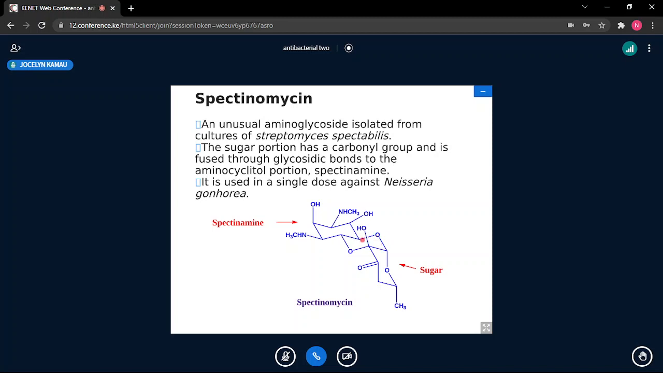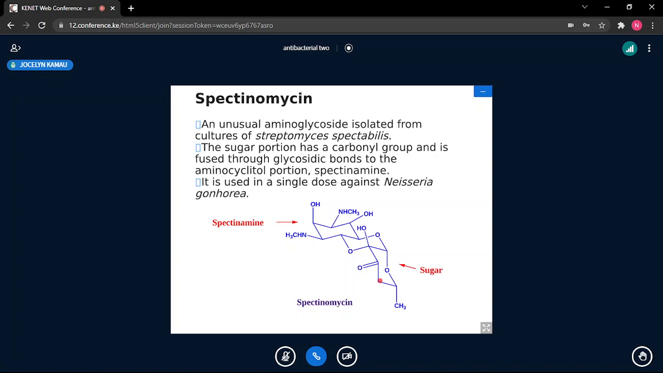Of course, this is a substituent hydroxyl group. If you look at this here, starting from here, coming this way and joining to this point here, that is a glycosidic link. You look at this side, starting from this point, coming this way, the glycosidic links are being used to fuse the aminocyclito and the amino sugar together. So the aminocyclito and the amino sugar are fused together, but still through glycosidic links.